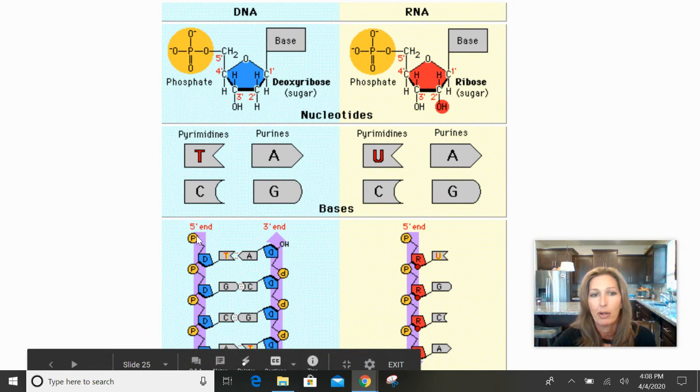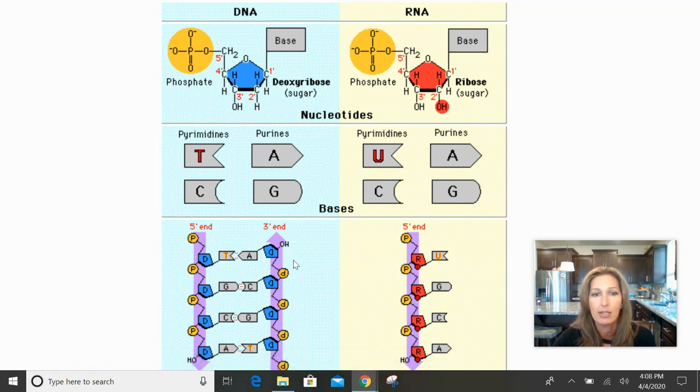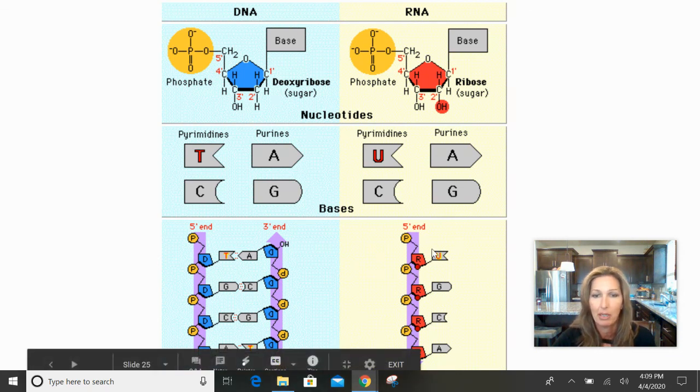5' end is where my phosphate is at the end. If I have a hydroxyl, that's my 3' end. And those are in reference to which carbon on the pentose sugar it's bonded to, but it's easier to just remember phosphate 5. If I've got a phosphate sticking out, phosphate is my 5' end. Oh, I don't have a phosphate here, so that's got to be my 3' end. RNA also has a 5' end and a 3' end as well.